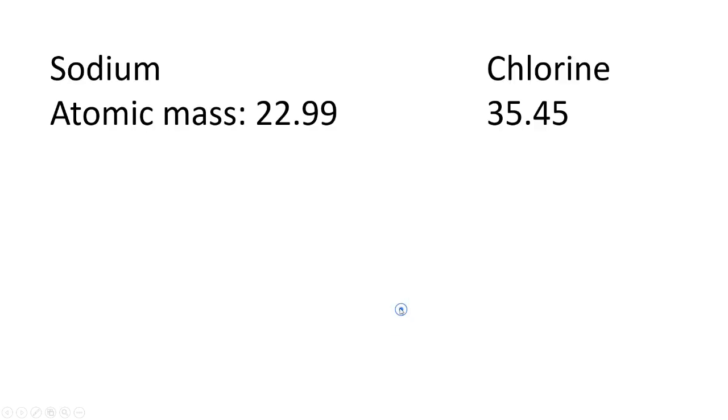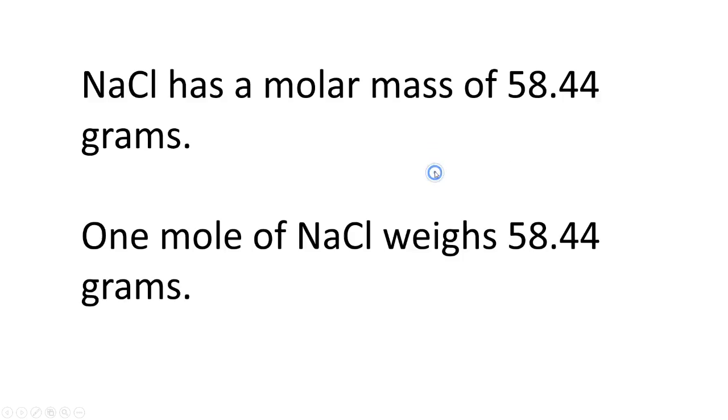All I need to do is add those two numbers together, and I get 58.44. That means that sodium chloride has a molar mass of 58.44 grams. That also means 1 mole of sodium chloride weighs 58.44 grams. What's 1 mole? It's 6.02 times 10 to the 23rd. So 6.02 times 10 to the 23rd atoms of sodium chloride weighs 58.44 grams.